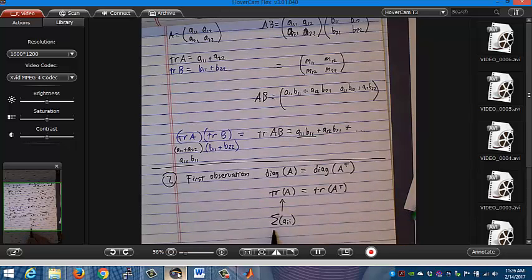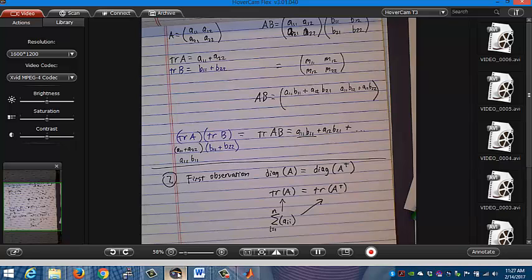Definitely true. This is the trace, right? The sum from i equals 1 to n, that's the trace. And because the diagonal's the same, that's going to be the same for either one. And then you can multiply the two.